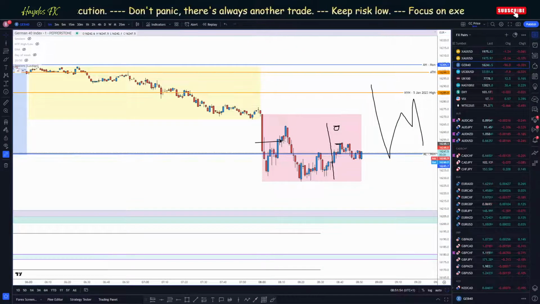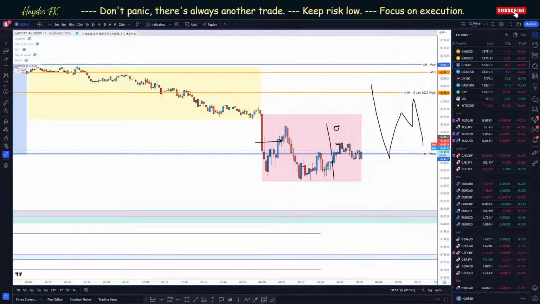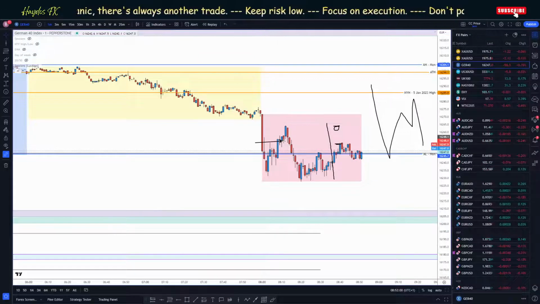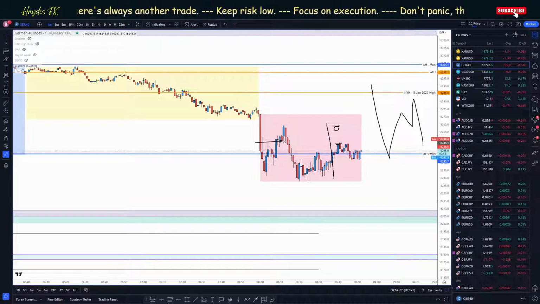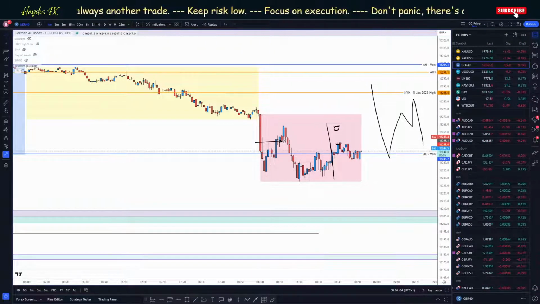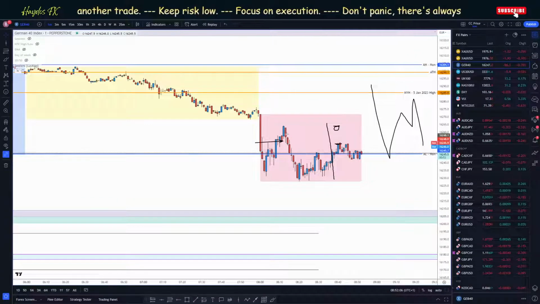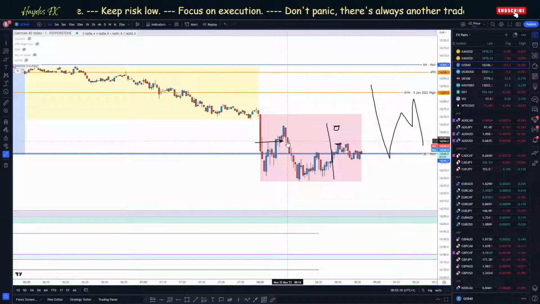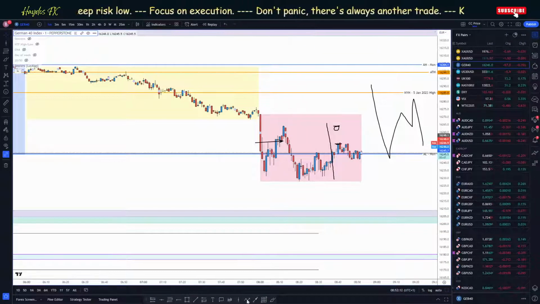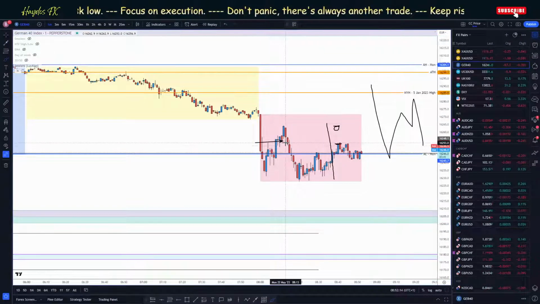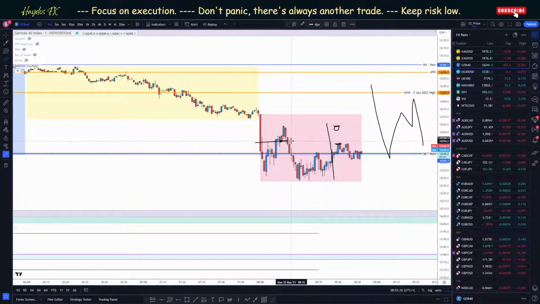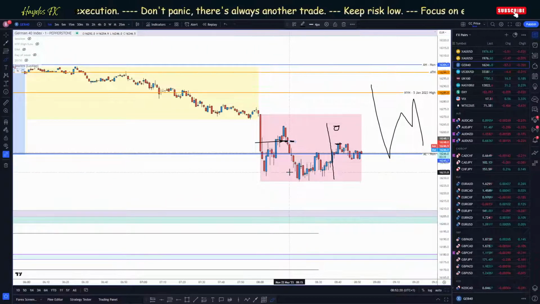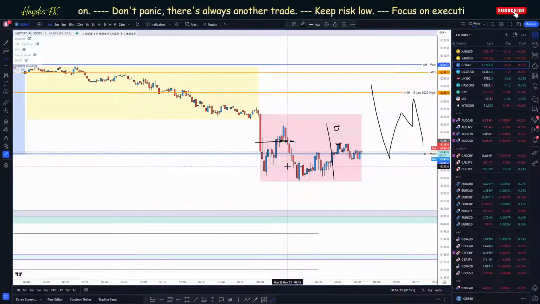Entry was at 254.2, right here. That was the entry, and then I got out at 237. Oh wow!